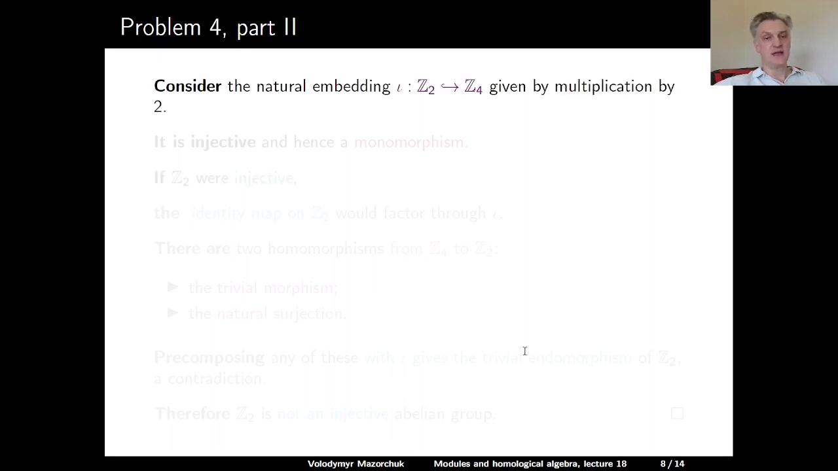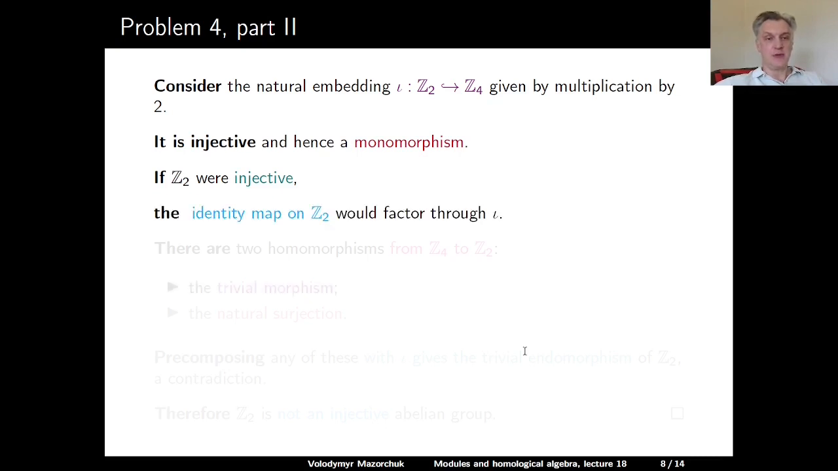So consider the natural embedding I from Z2 to Z4, which is given by multiplication by 2. That's the map which we discussed on the previous slide. It sends the element 1 in Z2 to the element 2 in Z4. This is an injective map, of course, and hence it's a monomorphism. If Z2 were injective as an object in the category of abelian groups, then the identity map on the Z2 should factor through this monomorphism I.